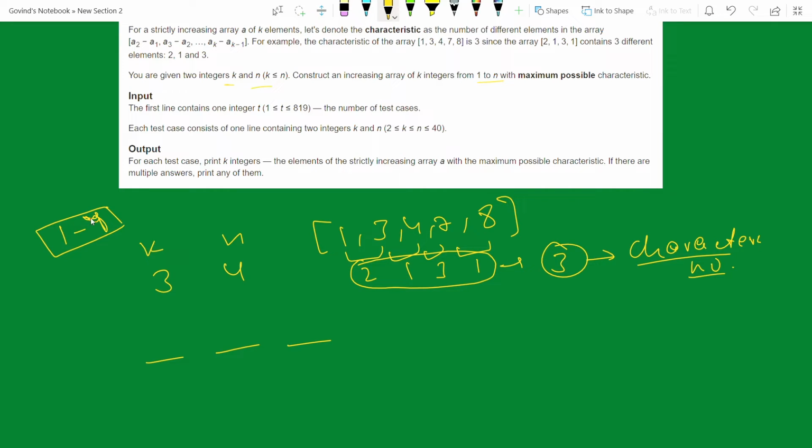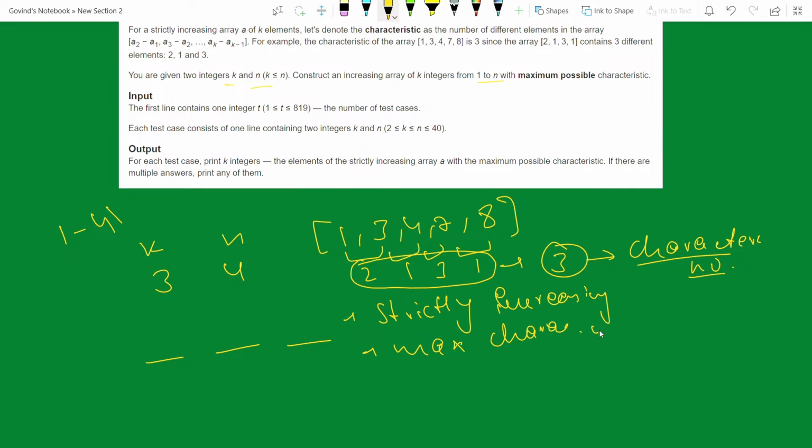Okay, and we have to construct an array. What is the condition that is given here? The condition is that it should be strictly increasing, and it should have the maximum characteristic number. These two conditions should be satisfied for this array: it should have the maximum characteristic number as well as be strictly increasing.